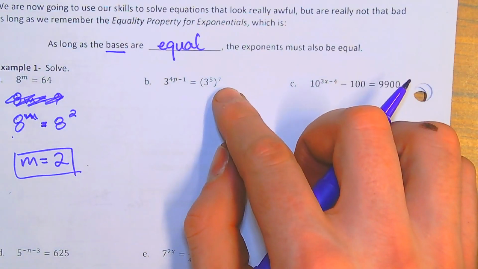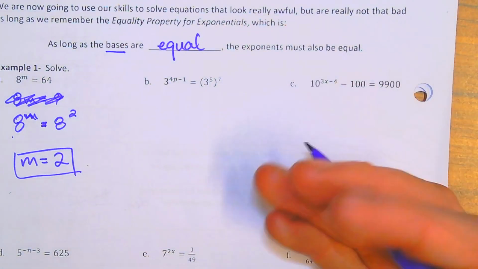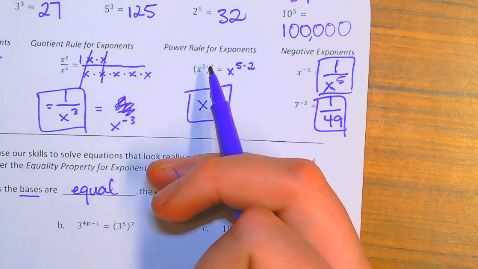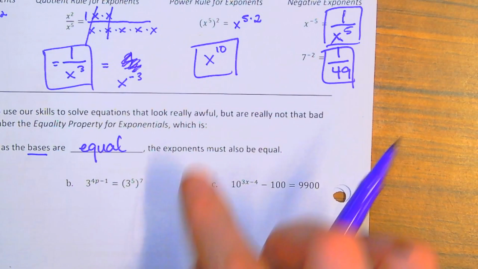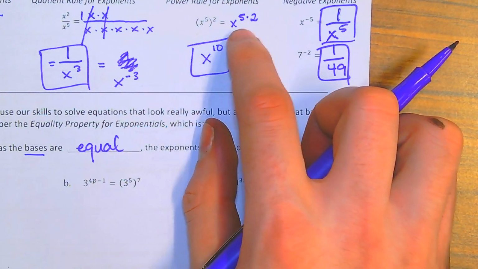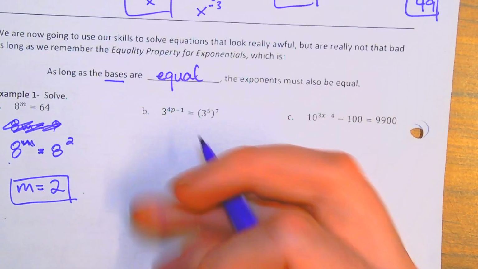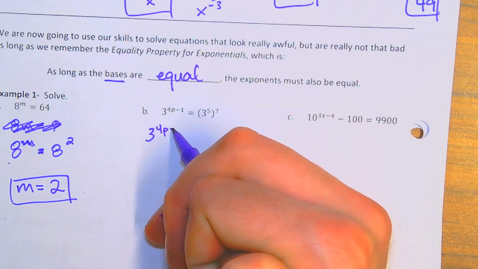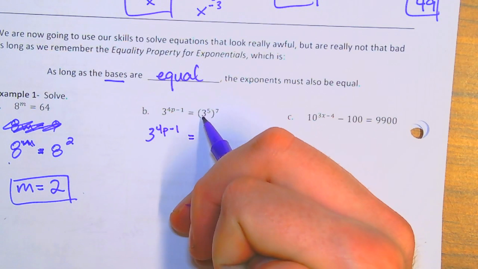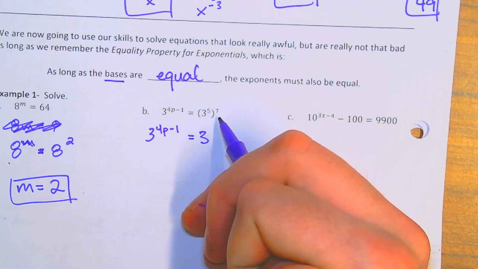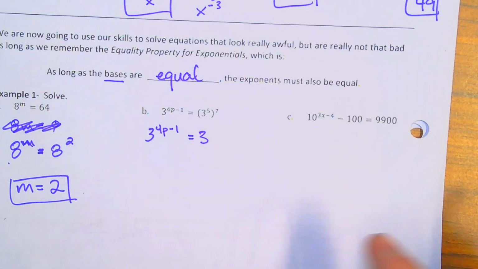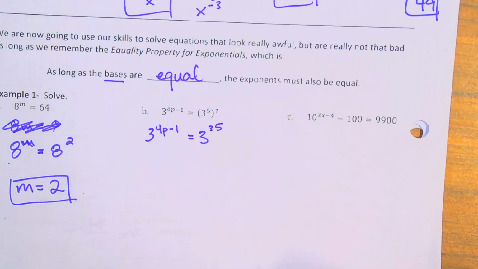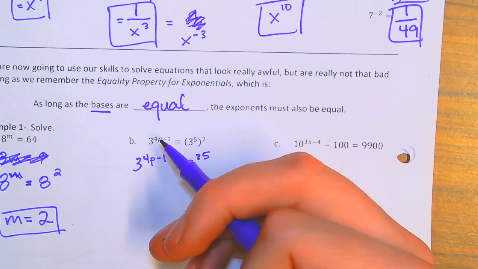Okay? Now, let's go to b. B is a little bit different, remember. We want to rewrite this equation, but after using our power rule. And if you can remember, power rule is when we have parentheses around our exponent, and it's multiplying those two together. So here, I'm going to rewrite this other side as 3 to the 4p minus 1 equals 3 to the 5 times 7. Now 5 times 7 is just 35.